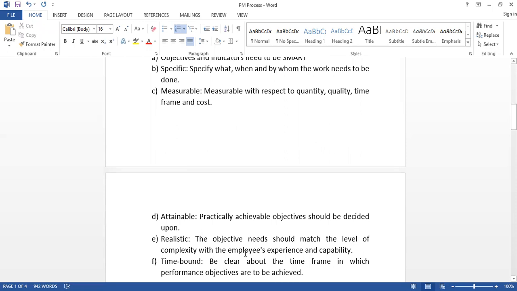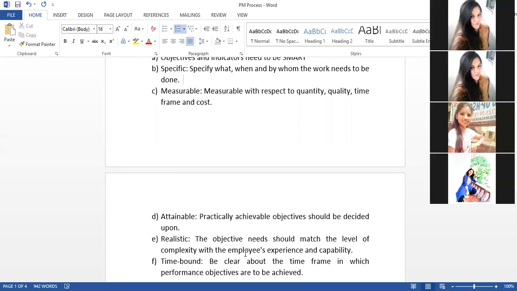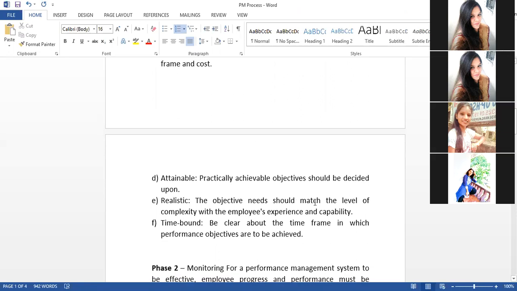I think managers should always try to keep more practical objectives which are easily achieved by the employees. Realistic objectives should not go very parallel to what your company's objective is all about. Make sure that it matches with your employees' experience and capabilities. And lastly, time bound. Okay, in how much time this target or task should be completed. Be very clear about it.